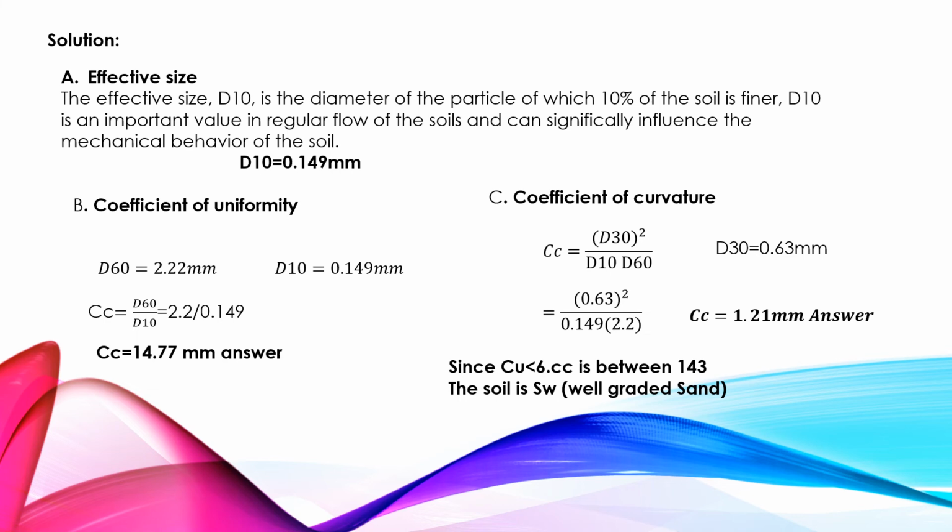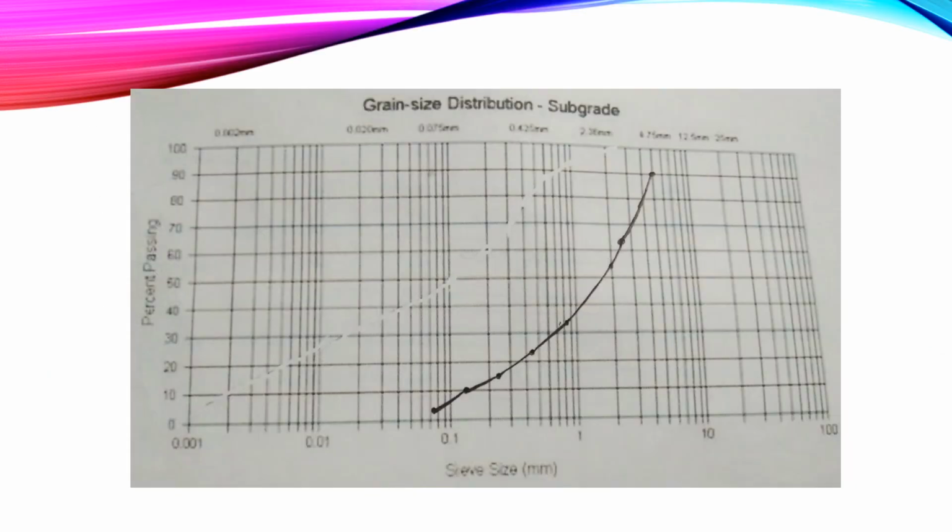Letter C. Coefficient of curvature. Diameter 30 squared over diameter 10 times diameter 60. So let's substitute. 0.63 squared over 0.149 times 2.2 equals 1.21. Since the coefficient of uniformity is greater than 6 and the coefficient of curvature is between 1 and 3, the soil is well-graded sand. This is the grain size distribution curve.